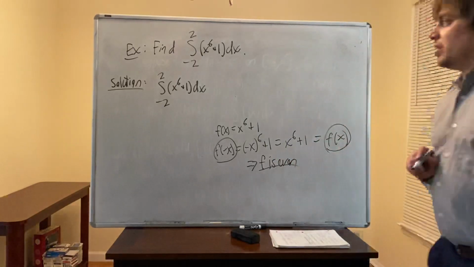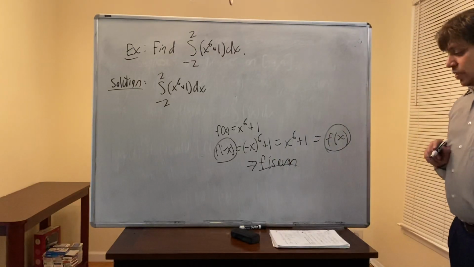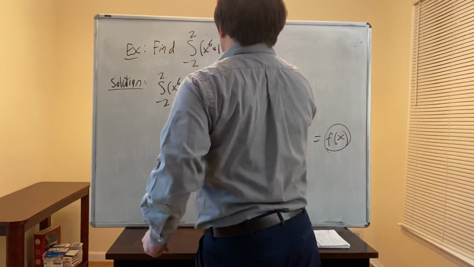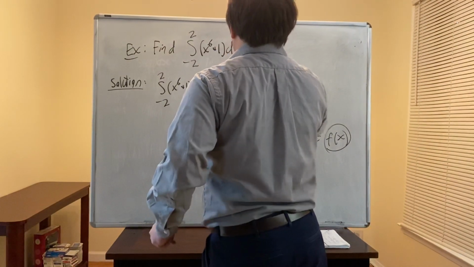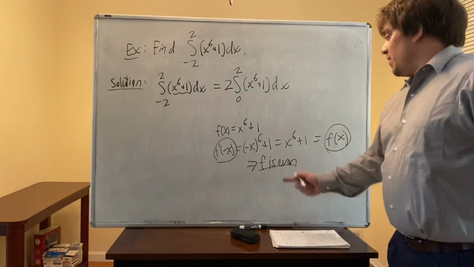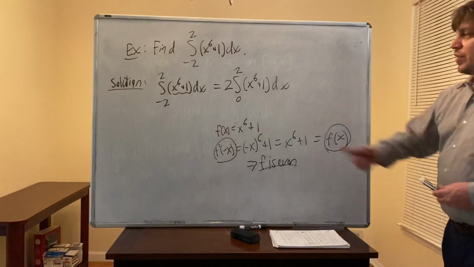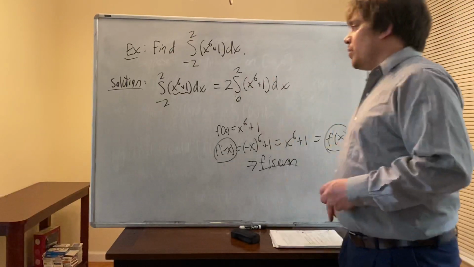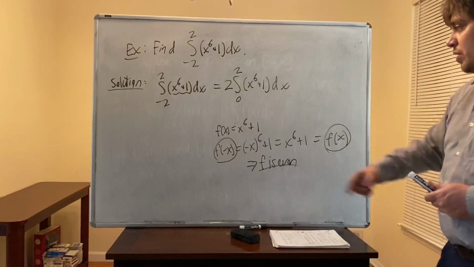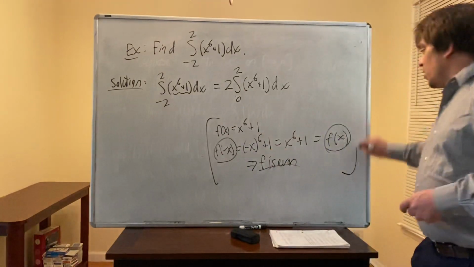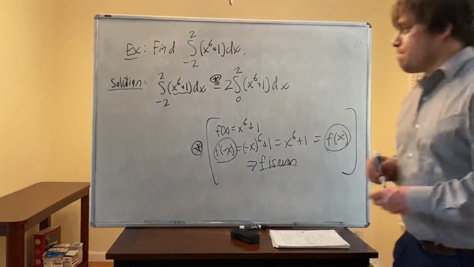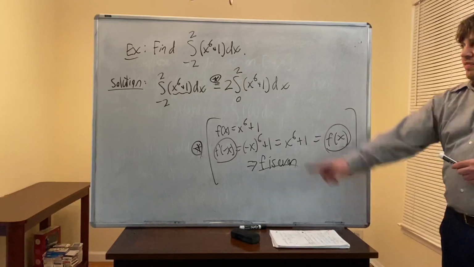That implies f is even. And so by symmetry of integrals of symmetric functions, we know that this integral from negative 2 to 2 is 2 times the integral from 0 to 2 of x to the 6th plus 1 dx, because the function x to the 6th plus 1 is even. And so you can calculate this integral from 0 to 2 instead of from negative 2 to 2 and just multiply it by 2. That's our justification for that equal sign. The fact that f is even allows us to do that.